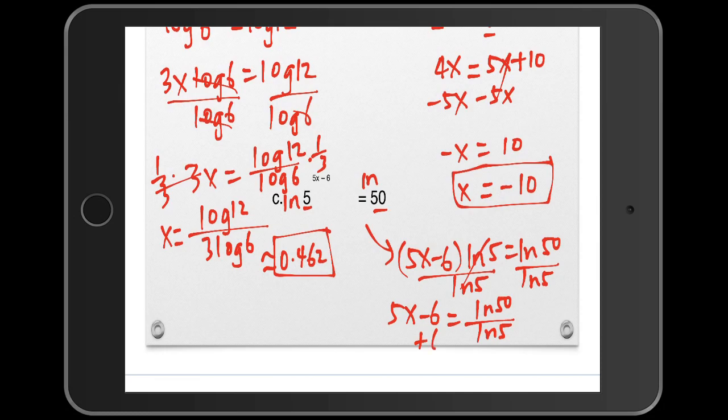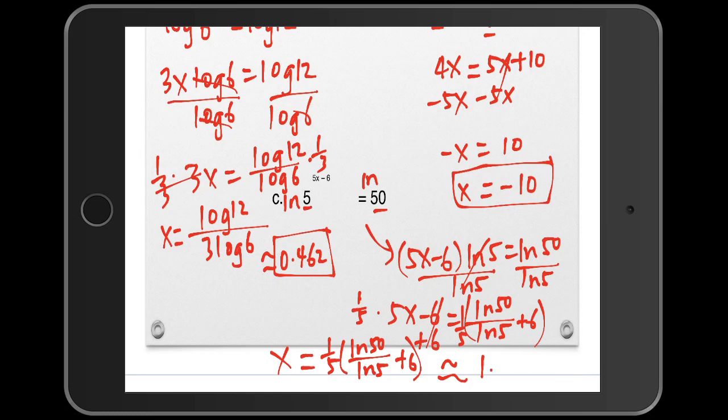Next, we're going to add 6. And then finally divide by 5, or just multiply by 1/5. So we're going to have x equals 1/5 times that whole thing, natural log of 50 over natural log of 5 plus 6. Using your calculator to get the answer, you should have approximately 1.686, and that is the final answer for this problem.